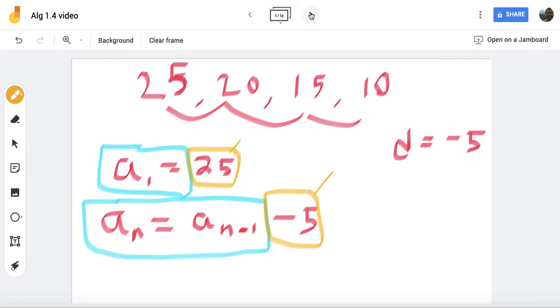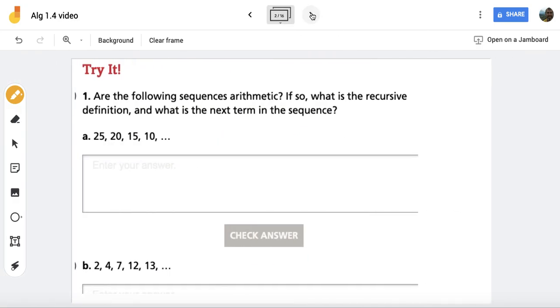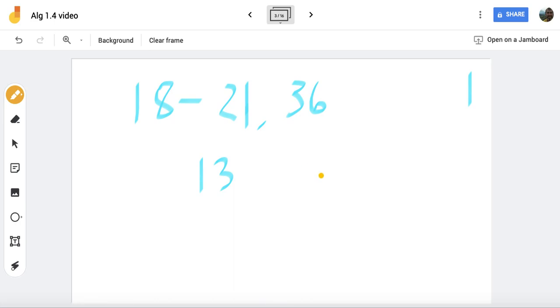For homework, your teacher might assign some of these problems: 18 through 21, 36, and 13.